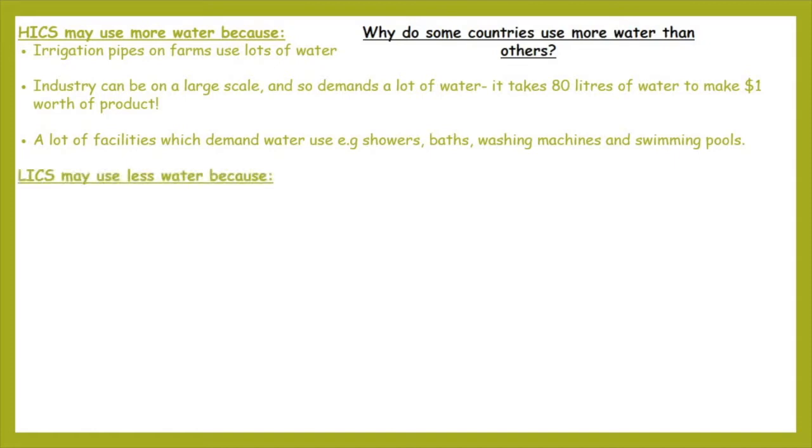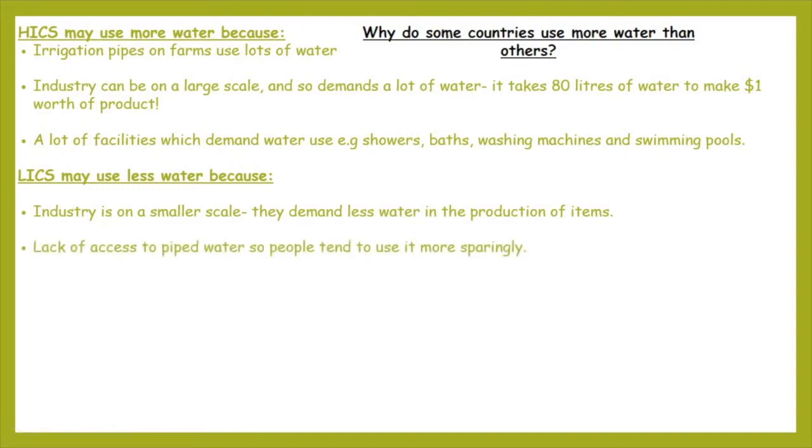There are instances, though, where LICs may use more water than rich countries. For example, quite a lot of it gets wasted. We'll talk about industry first. Industry tends to be on a smaller scale, smaller factories, less demand for water for embedded products. Lack of access means people tend to use it more sparingly. Like I said, we tend to take it for granted. A lot gets wasted, as they don't have sophisticated irrigation pipes to pump it like a sprinkler system.